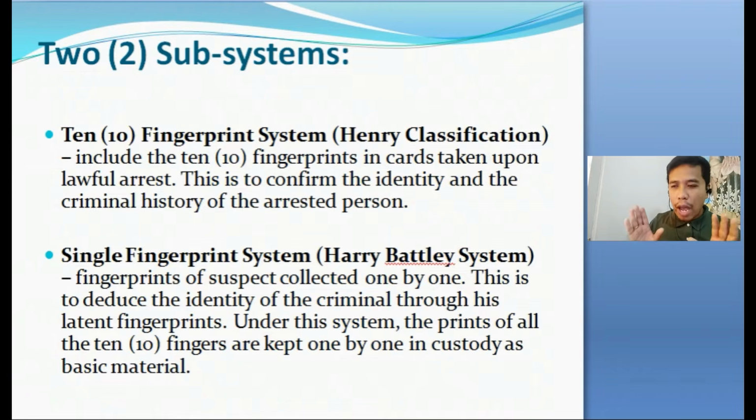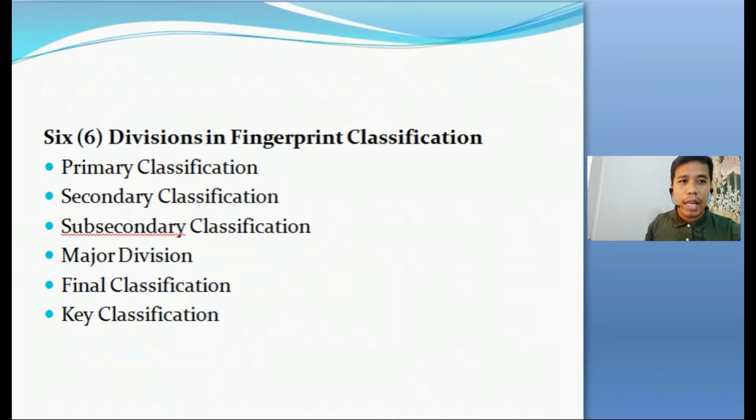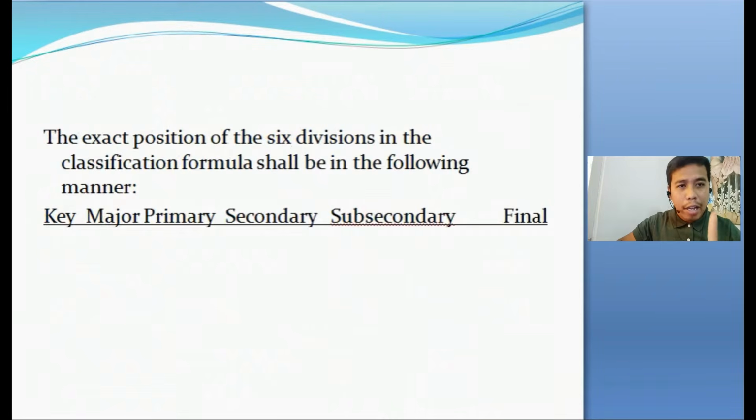Also, for a review sa lahat ng mag-take ng board examination, 6 ang divisions ng fingerprint classification. Sa previous criminology licensure examination po, lumabas ang exact arrangement, ang chronological order. Okay? So sa 6 divisions, una dyan, primary, secondary, subsecondary, major, final. Yung pinaka-last is key classification.